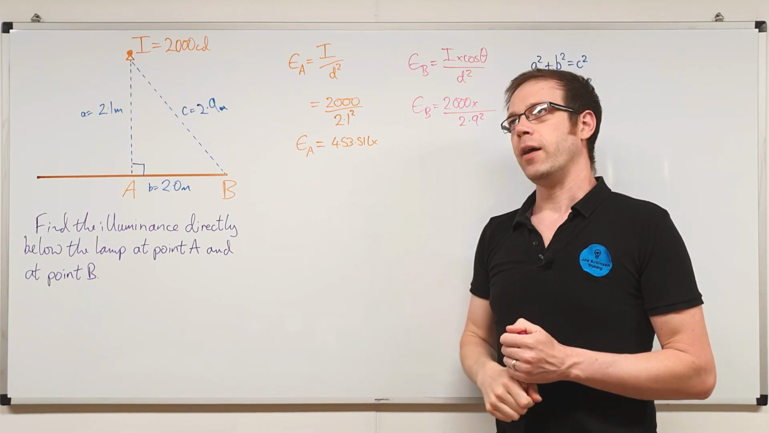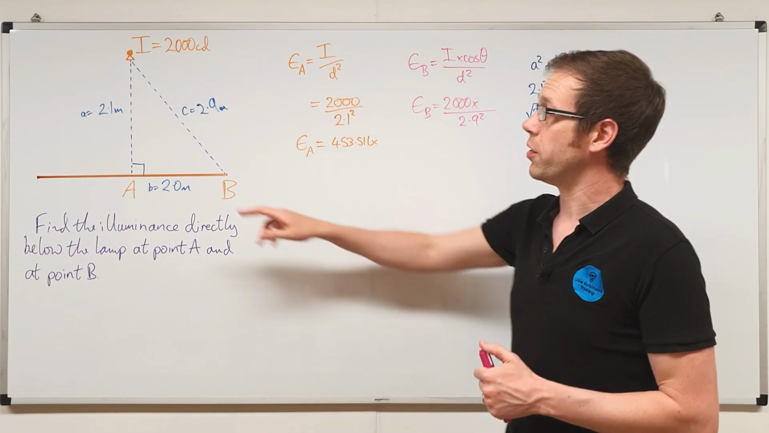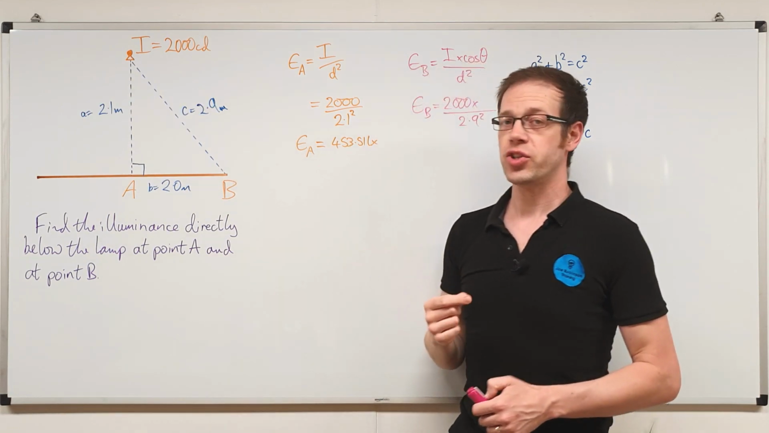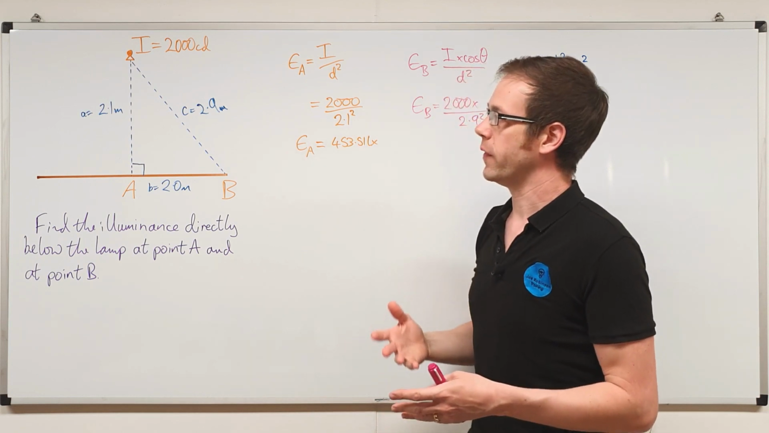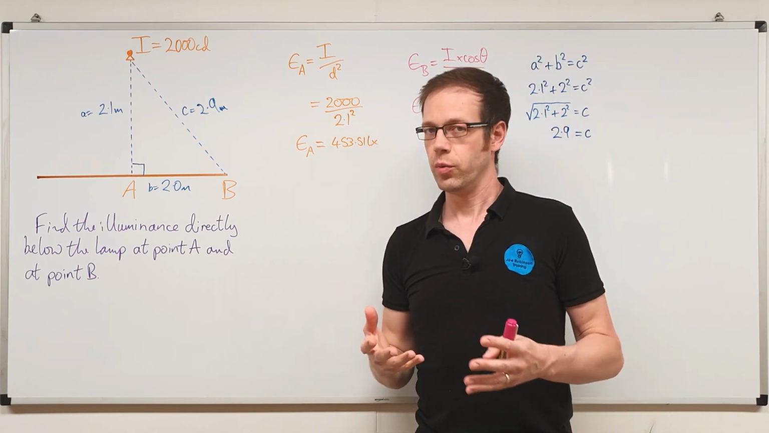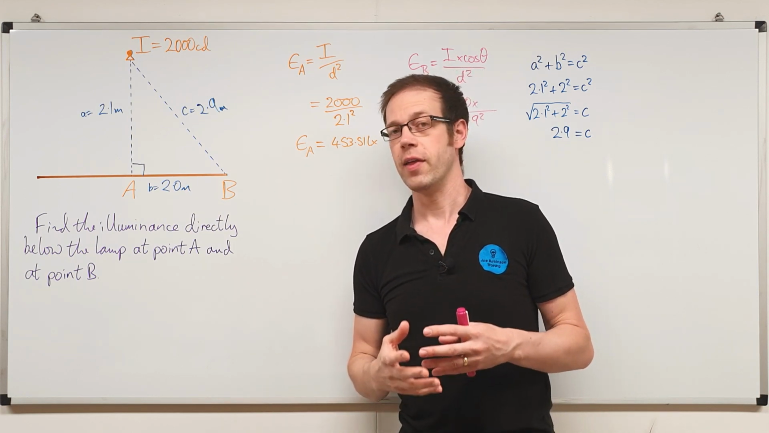Now, this at first glance might seem a little bit tricky because we've not got the angle here. However, for this question, we don't actually need the angle. We could figure it out. We could use trigonometry to try and figure out what the angle is. But actually, we don't need to do that. We don't need to know what that angle is. All we need to know is what is the cosine of that angle.